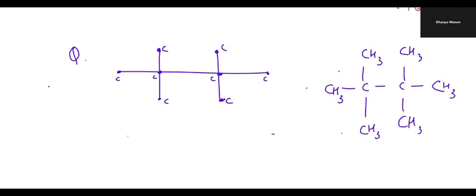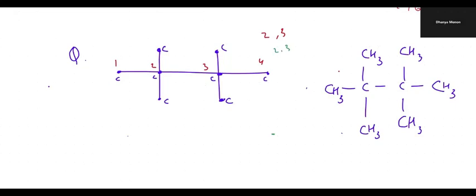So if I number it, 1, 2, 3, 4. If you number it the other way, here the positions are 2 and 3. If I number it the other way, 1, 2, 3, 4, here also 2 and 3. So the first point of difference is the same, so you can number it either way.